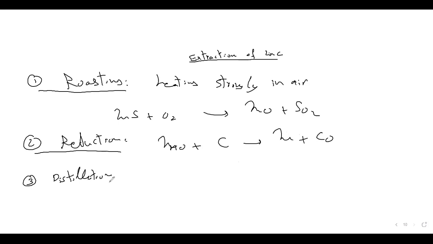So we have three processes. Roasting, heating strongly in air to form zinc oxide, then reduced by carbon. After that, distillation by evaporation, then condensation to be collected. So it evaporated at the top of the furnace and then condensed to be collected. After that, extraction of aluminium.